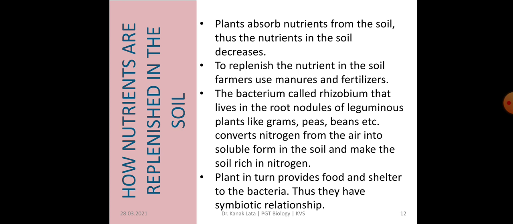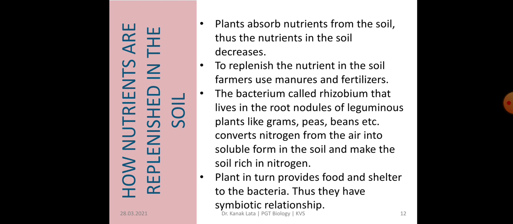They use manures as well as fertilizer to replenish the soil. And again, there is one bacterium that is called rhizobium. It is present in the root nodules of leguminous plants like gram, peas, beans, etc. And this rhizobium has the capability to fix atmospheric nitrogen. It means it converts the atmospheric nitrogen into a soluble form of nitrogen, which is further utilized by the plant.